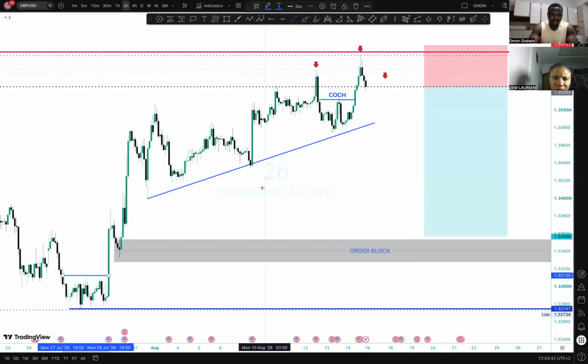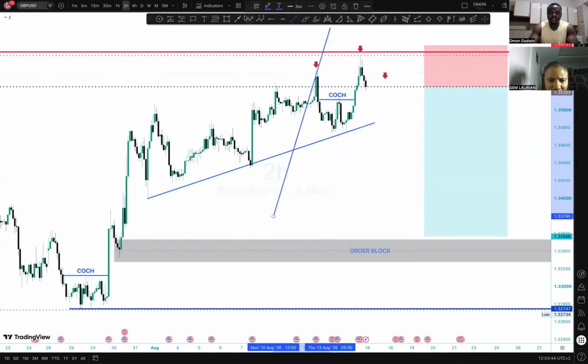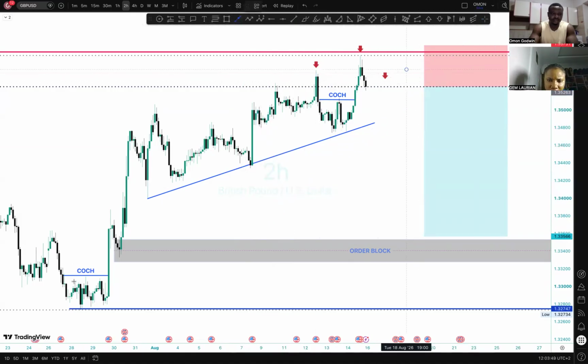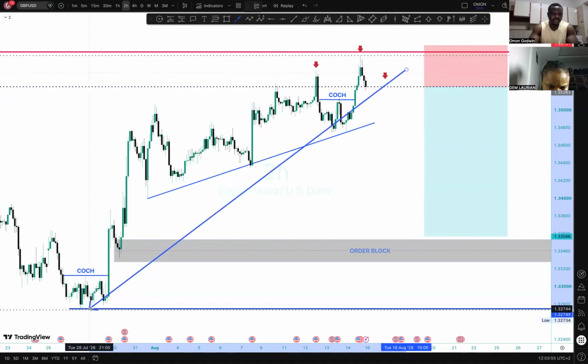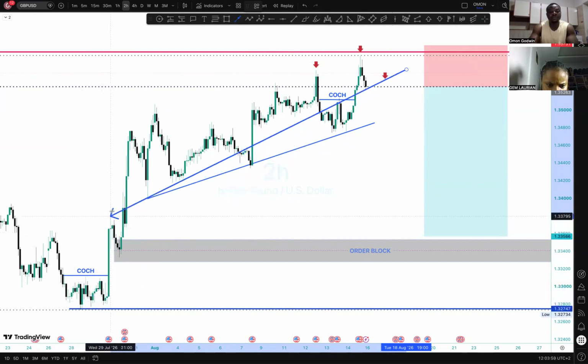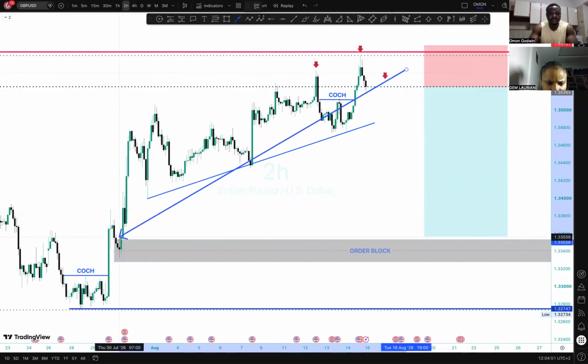This change of character, right? So after this change of character, what happened? Look what happened. The market came back to touch our support zone and liquidate this zone. Then the market started buying. When the market was buying up and came back, this is what we call a pullback. You can call it pullback or retracement. The same thing.